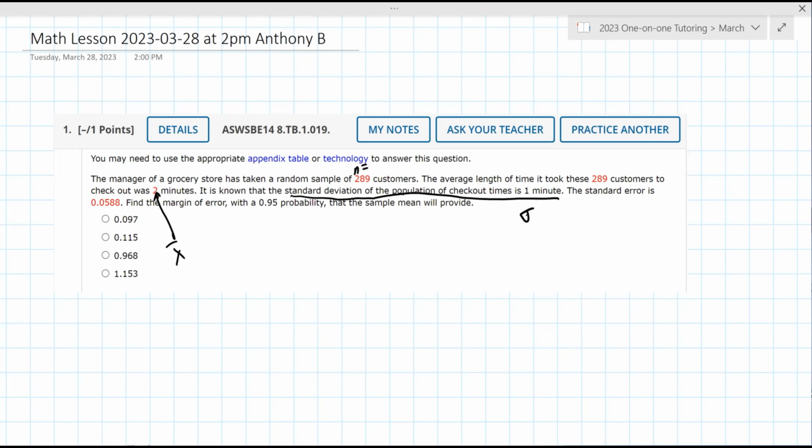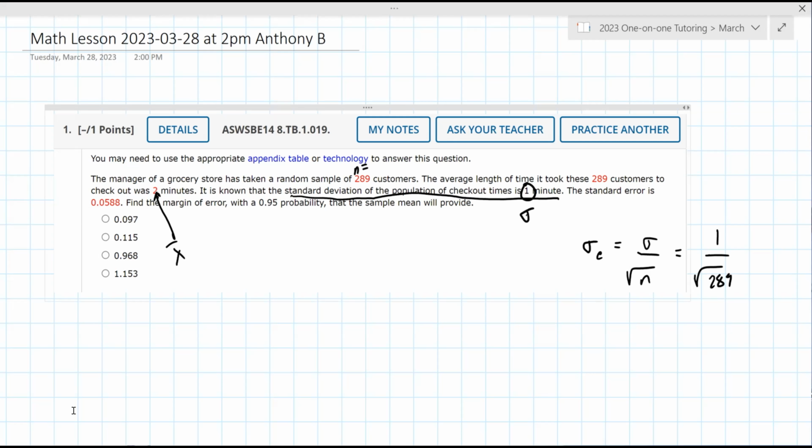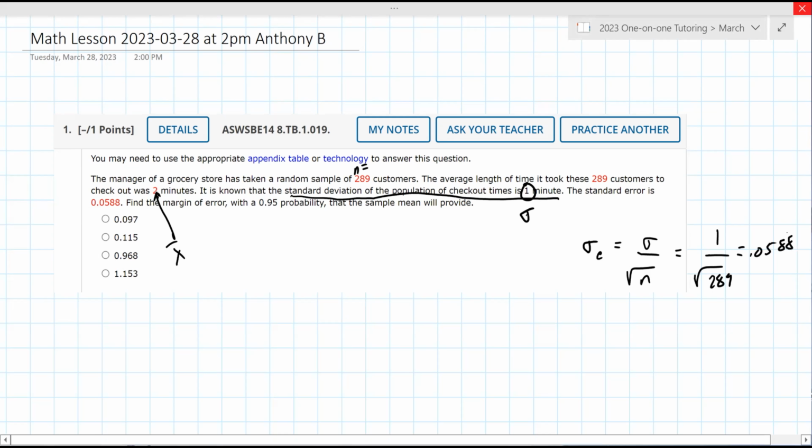The standard error is 0.0588. So we should know how to calculate that. The standard error is sigma divided by the square root of n. So if it truly is 1, and the square root of 289, that's 17. We should just check real quick. That is in fact 0.0588. That does look correct here. Yeah, that is correct. So they're being kind of kind there.